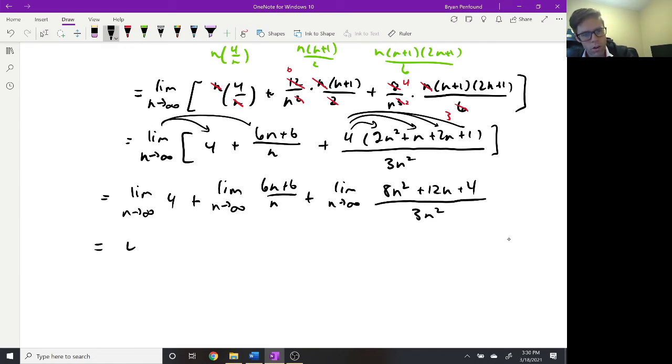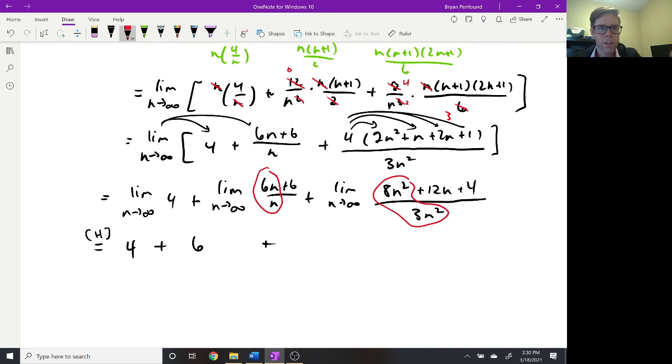Obviously, the limit of 4 is 4. By L'Hopital's rule, we can consider looking at the leading terms. The leading terms are 6n and n. This is going to boil down to the number 6. And of course, you're looking at the leading terms, which are the highest powered terms, 8n squared and 3n squared. Dividing out the n squareds, we're going to get 8 over 3. Okay, so that's looking at leading terms, like I told you guys in Calc 1.